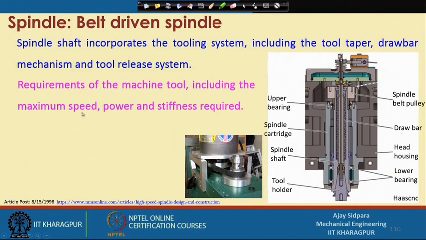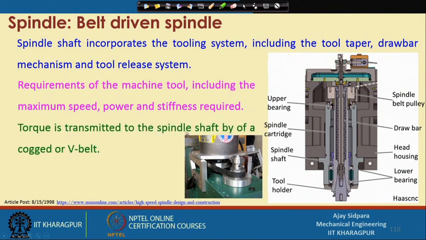Requirements of the machine tool include machine maximum speed, power, and stiffness required. These are the different parameters you have to look into before selecting the belt drive spindle, because within belt drive spindles there are many options. You are changing the power rating, and you also have to look into how many bearings are there and what the stiffness is. Whether you are rotating at 20,000 rpm or 10,000 rpm, everything still matters, because you still need stiffness. It does not mean that if you are rotating at a low rpm you do not require stiffness; stiffness is obviously required. So, these are the parameters you have to think about before selecting a particular belt driven spindle, right.